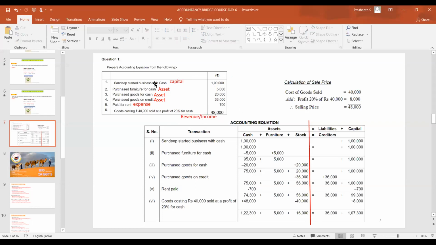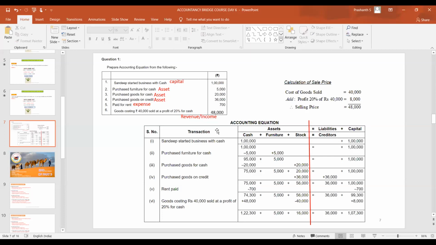So revenue. Do you understand what is capital? The first money when you invest in the business is called capital. Furniture is a fixed asset. Goods is a current asset. Rent is an expense. And what are you selling? Already you have sold the asset. Goods is nothing but asset. So you're selling the asset and getting what? Income. Revenue or income. In the revenue itself, you're getting the profit. So you should understand very slowly.